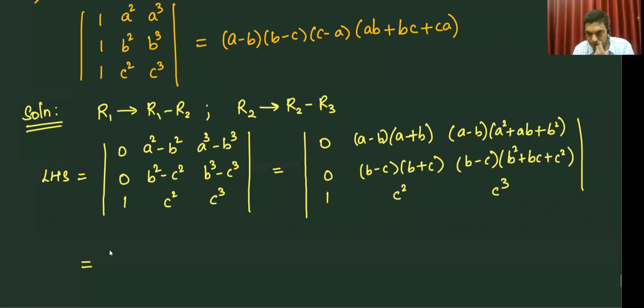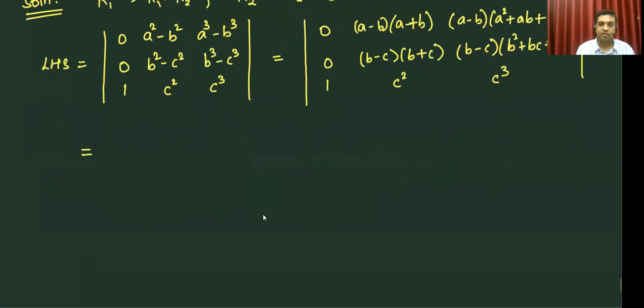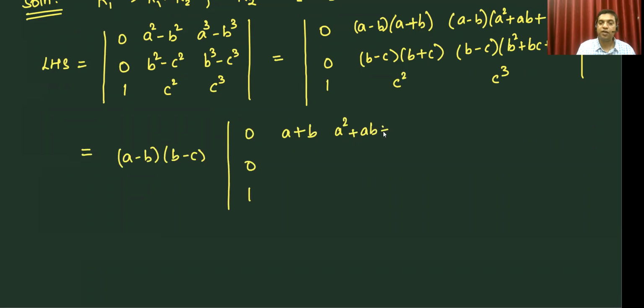So now how will you expand? Expand about the first column. Sir, we can take a minus b common. So from R1 you can take a minus b common and from R2 b minus c common. You will simplify it to 0, 0, 1, a plus b into a square plus ab plus b square, b plus c into b square plus bc plus c square, and c square c cube.